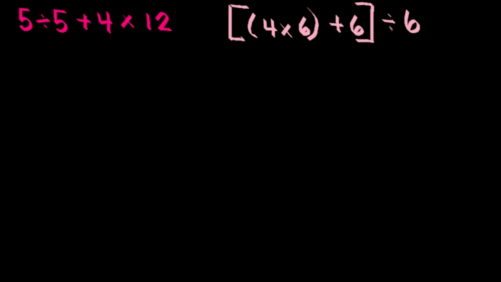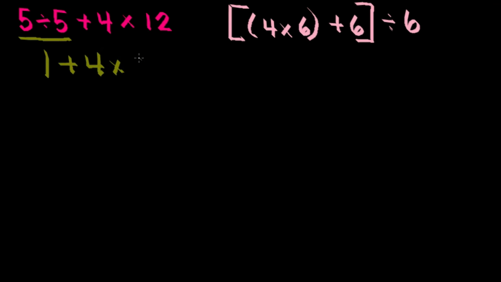And according to GEMDAS, first, we would have to solve any grouping symbols. In this example, there aren't any. So we move on to exponents, and we do not have any exponents in this expression either. So we look for multiplication or division, whichever we find first from left to right. In this case, first we find the division of 5 divided by 5. So this is what we are going to solve first. 5 divided by 5 is 1, and we copy everything else.